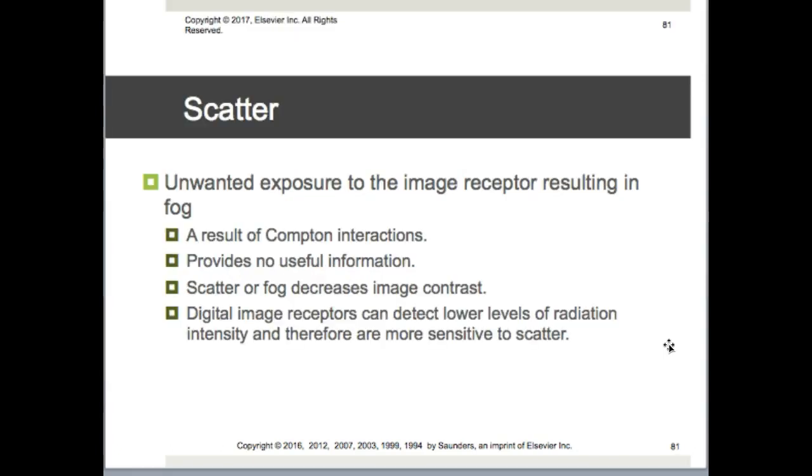All right, so scatter, we're going to talk about this again. It's unwanted exposure to the image receptor resulting in fog as a result of Compton interactions. It provides no useful information. Scatter or fog decreases image contrast. Digital image receptors can detect lower levels of radiation intensity and are therefore more sensitive to scatter.